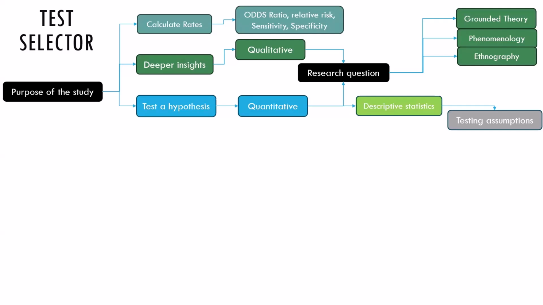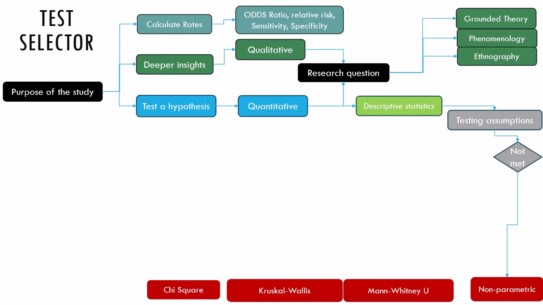If it's quantitative, you still need a research question. You're going to start with descriptive statistics, and you're going to start by testing your assumptions. If your assumptions are not met, then you may be forced to use non-parametric tests. The most common examples of non-parametric tests are the chi-square test, the Kruskal-Wallis test, and the Mann-Whitney U-test. There's others. There's the sign test and different ones. Those are the main ones. Okay, so now let's hope that your assumptions are met and you're ready to do some inferential statistics.